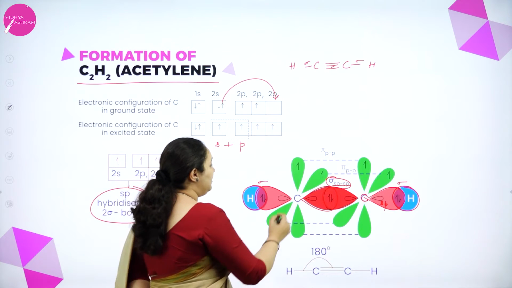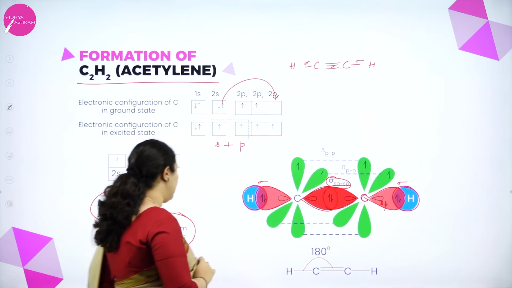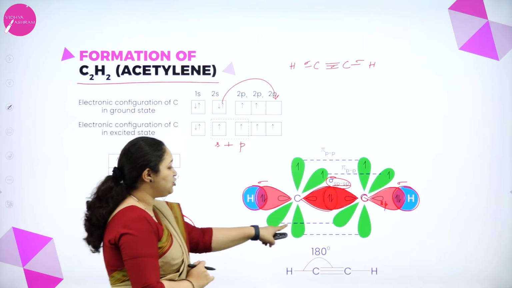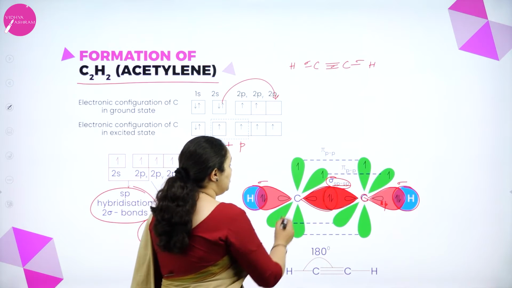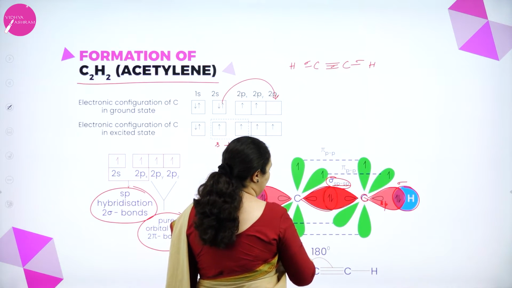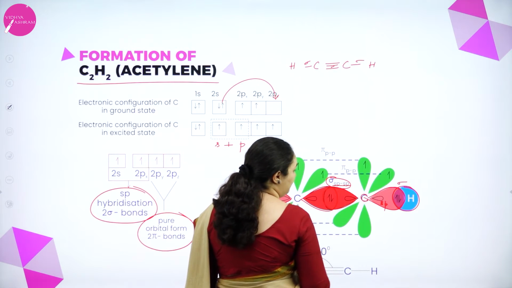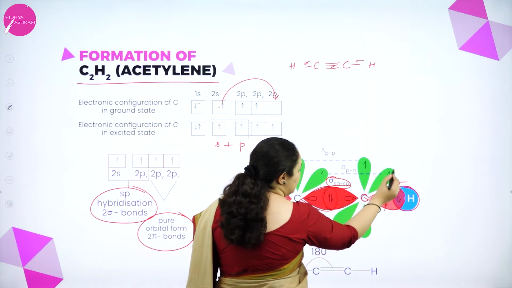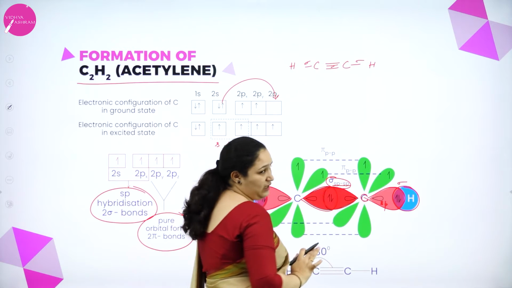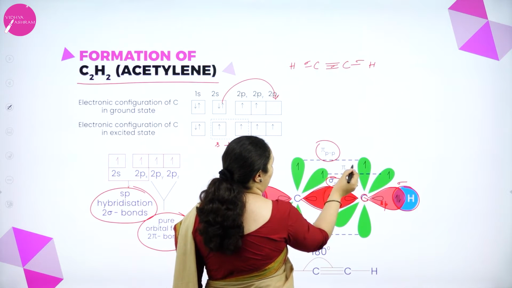Now we have the p orbitals of both the carbon atoms which are unhybridized. I told you there are two p orbitals which are unhybridized, which are shown in green here. This is my first unhybridized p orbital, this is my second unhybridized p orbital. Similarly, we have one unhybridized p orbital, the second unhybridized p orbital, which contains one electron each. Now they will bend sideways to form pi bonds.